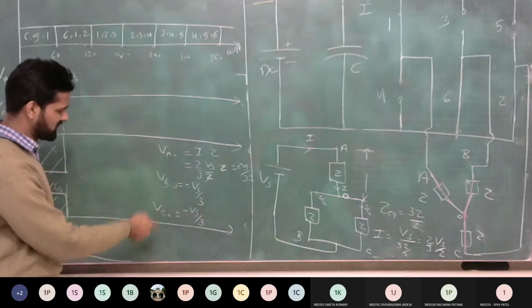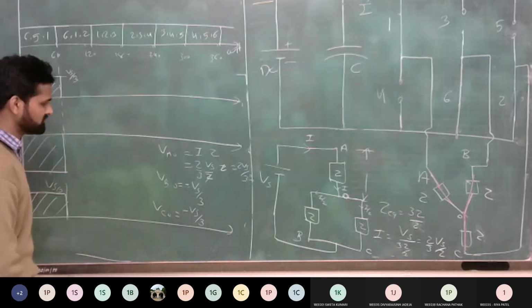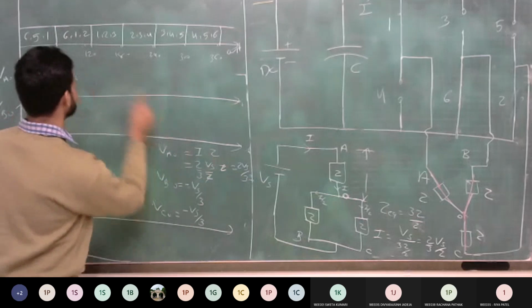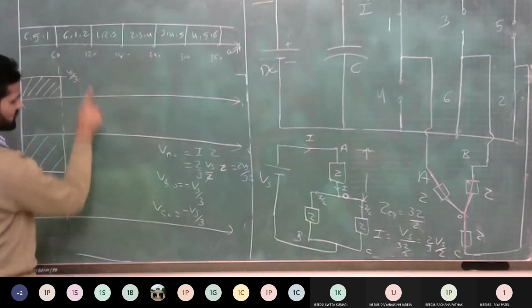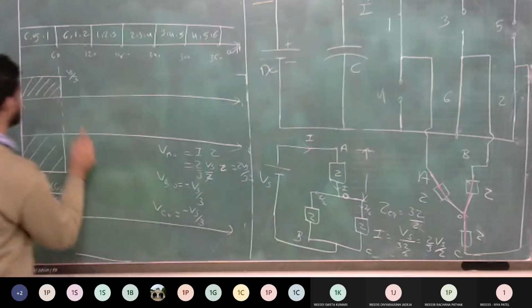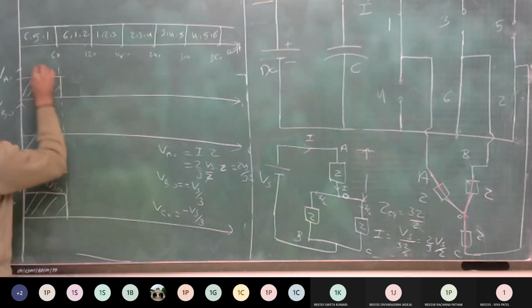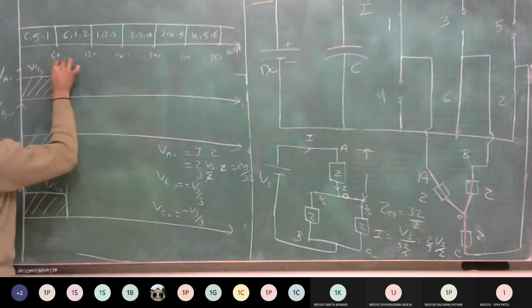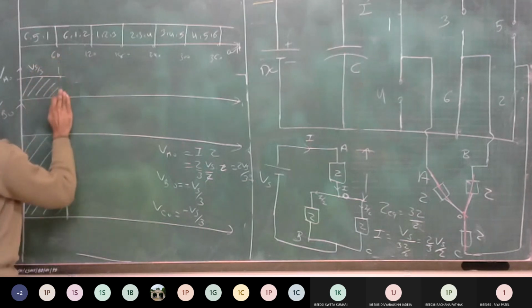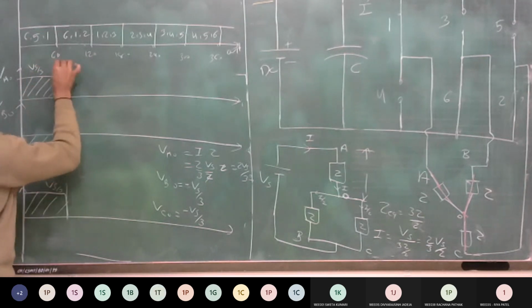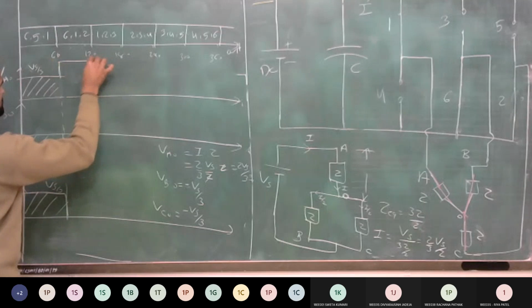Now draw this value in terms of waveform. So VA0 in the second interval, between 60 to 120, is 2 Vs by 3. In the first interval, it is what? Vs by 3. Clear? In the first interval it is Vs by 3. Now it is shifted to 2 Vs by 3. Like this way. Clear?